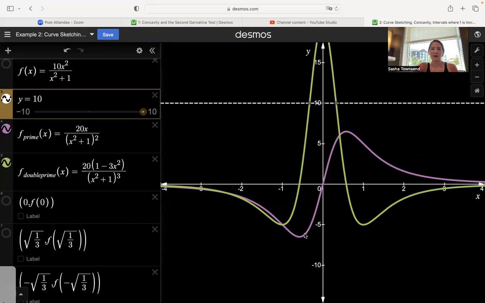And F prime is decreasing from -infinity to that x value, and the y values on the graph of F double prime are negative there. And then F prime is decreasing from this x value to infinity, and the y values on the graph of F double prime are negative there. So we can see the relationship between when those functions are increasing and decreasing and what the graphs of the derivatives look like.